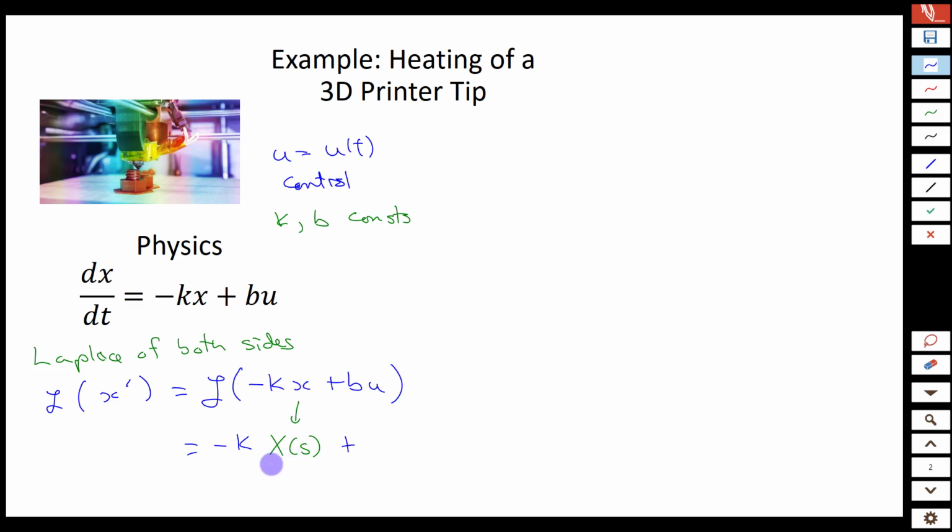Now we're getting this s domain. All right, plus bu. Well, b is a constant, and u is a function of time, so it's going to have a transform as well. We don't know what it is yet because we haven't chosen a control strategy, but whatever it is, we can take its transform. Back on the left-hand side, we just go back to our table for a moment here.